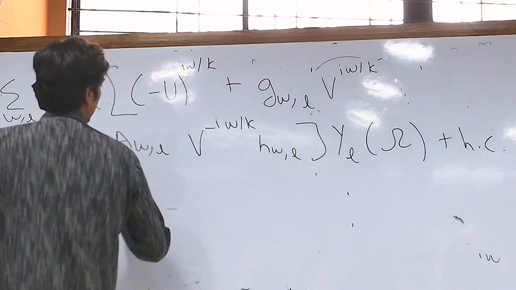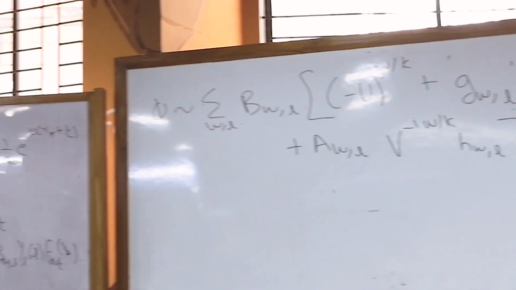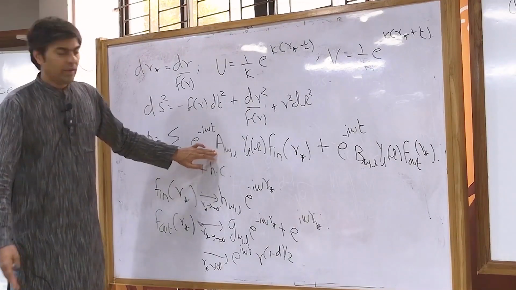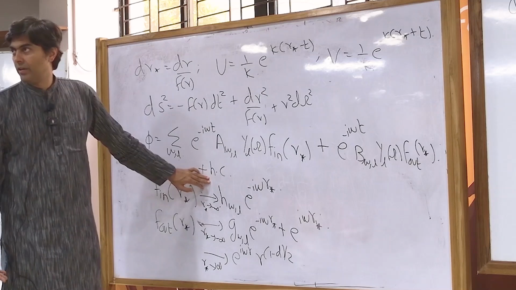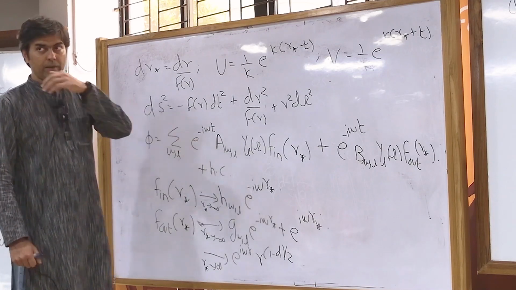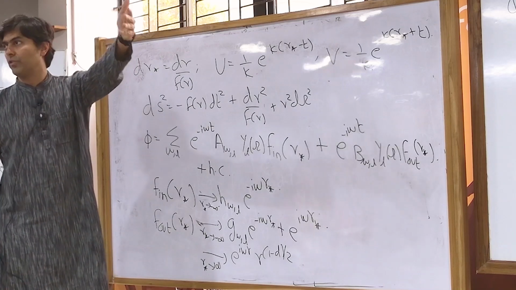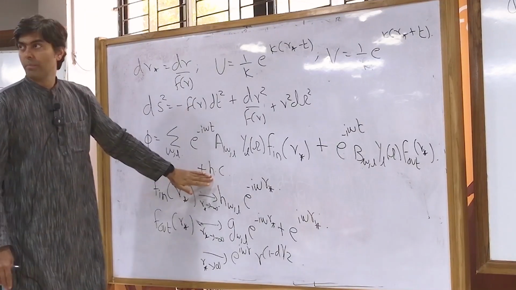Because the terms that multiply e to the minus i omega t are what we call the annihilation operators. And then there are terms that multiply e to the plus i omega t, and those are the creation operators. So when you write down the field expansion, you only need to keep track of the annihilation operators, because the creation operators are just the Hermitian conjugates of those. So all of those go into the plus HC.